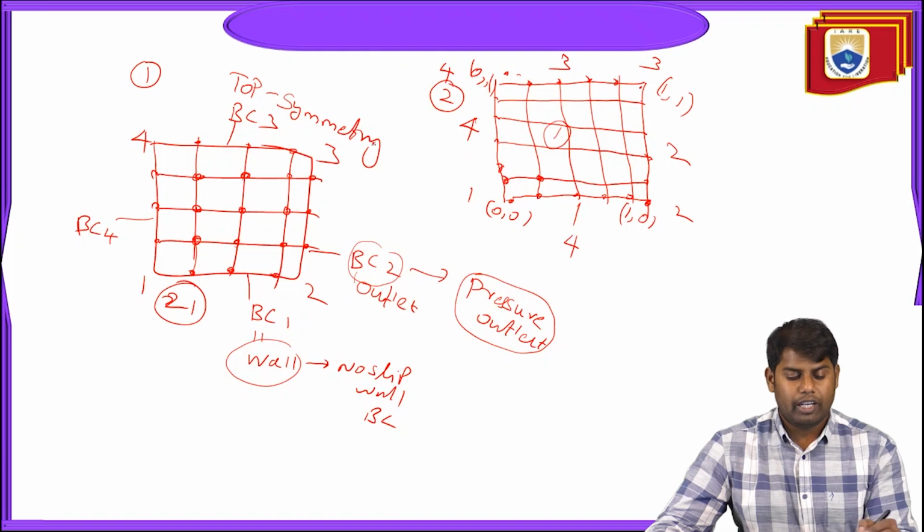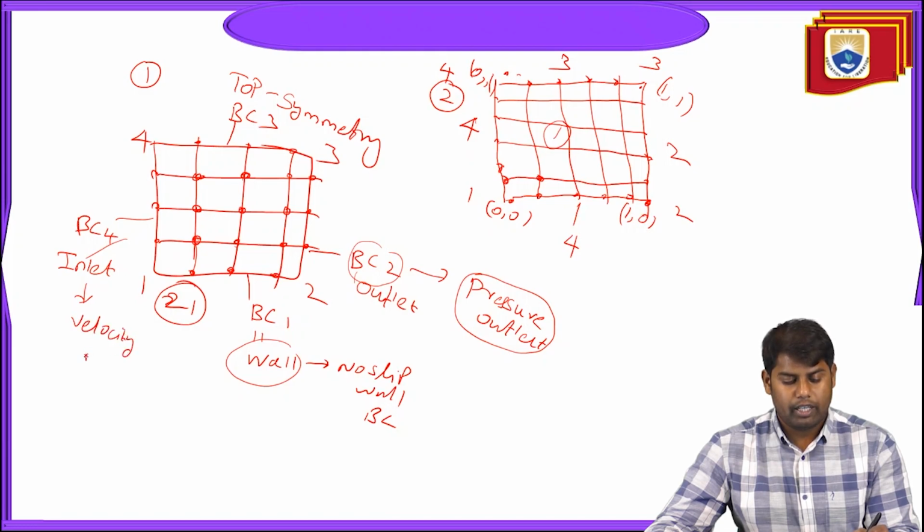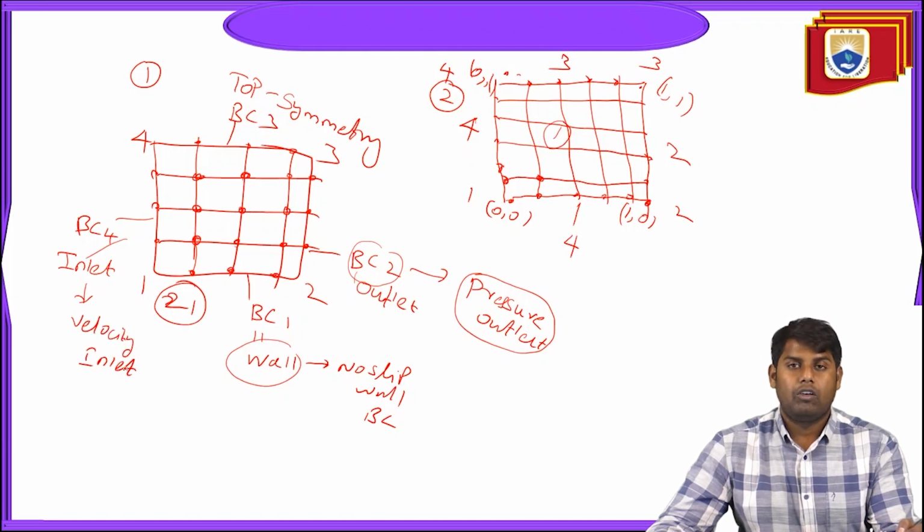Okay. So on the left side, which is nothing but BC4, I will give it as inlet, or you can give it as BC4. Now the boundary condition here would be velocity inlet. So this will complete the meshing of the domain with boundary conditions and boundary names.